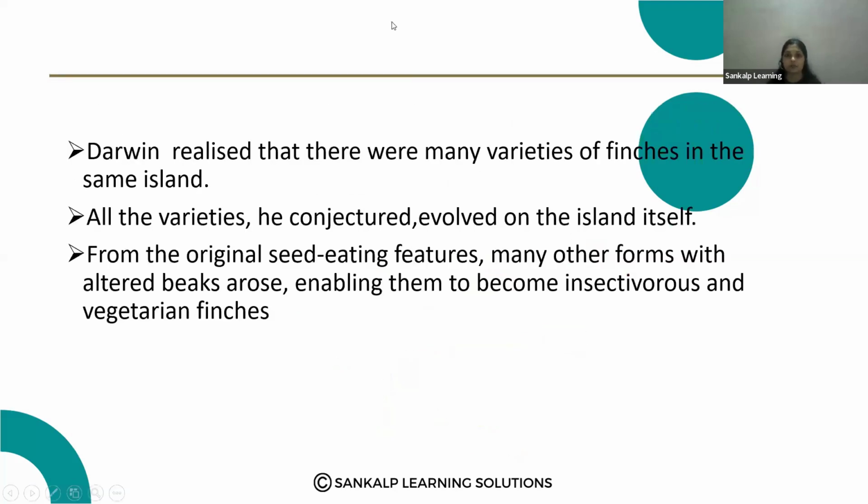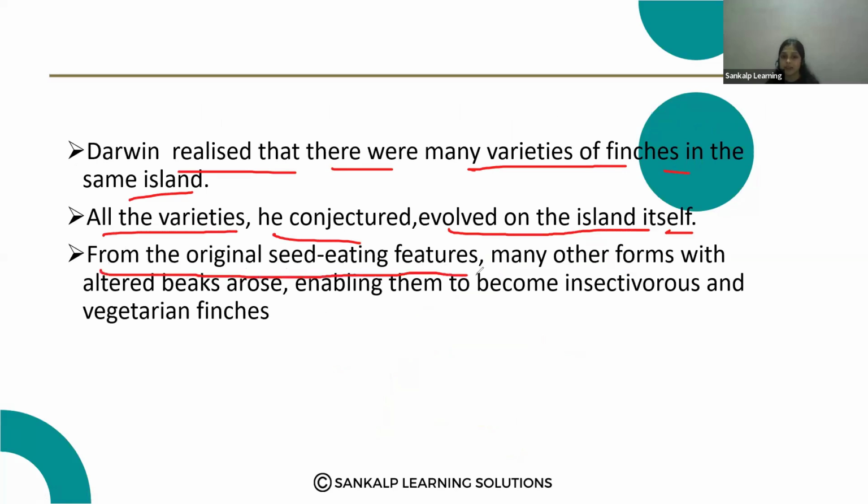Look here, Darwin realized that there were many varieties of finches on the same island. There are different varieties of finches observed on the same island, and he conjectured that all the varieties evolved on the same island itself, meaning they evolved from the same ancestor. From the original seed-eating features, many other forms with altered beaks arose, enabling them to become insectivorous and vegetarian finches.